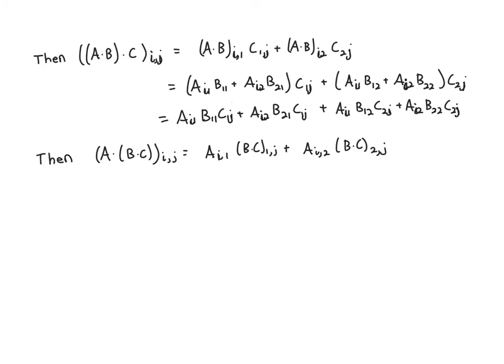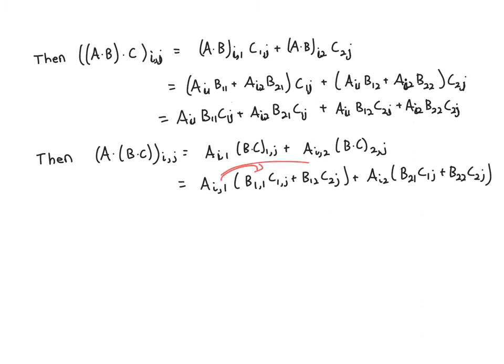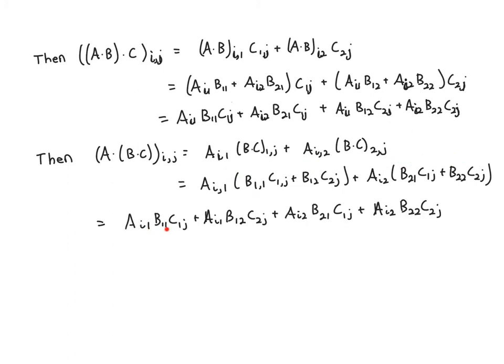Again, applying the definition of multiplication of matrices, we get that looking at the ith row of A, we get a_i1 times the jth column of B times C, (BC)_1j, a_i2 times (BC)_2j. Then we apply the definition of matrix multiplication to B times C, and we get this expression. And then the only thing that makes sense is to distribute. And then at the end, we see that we get these four terms.